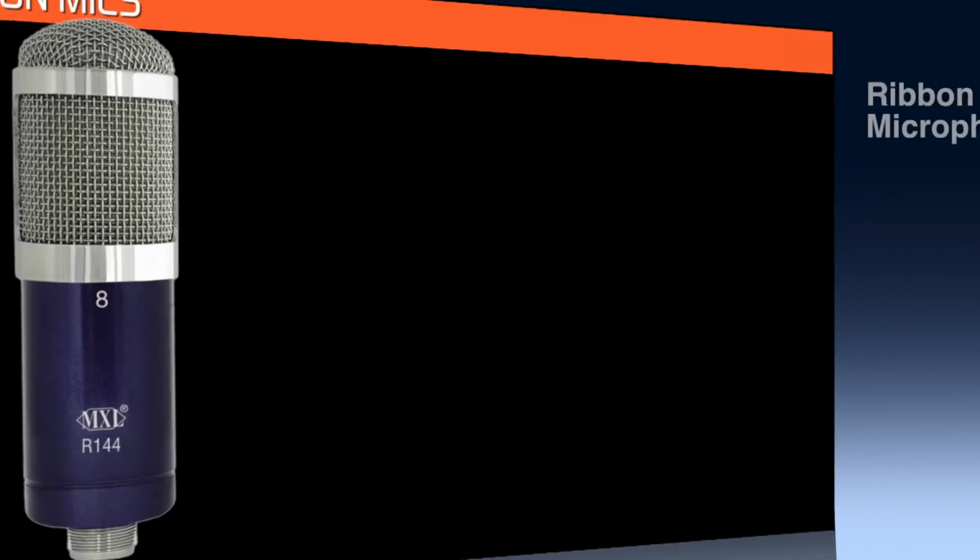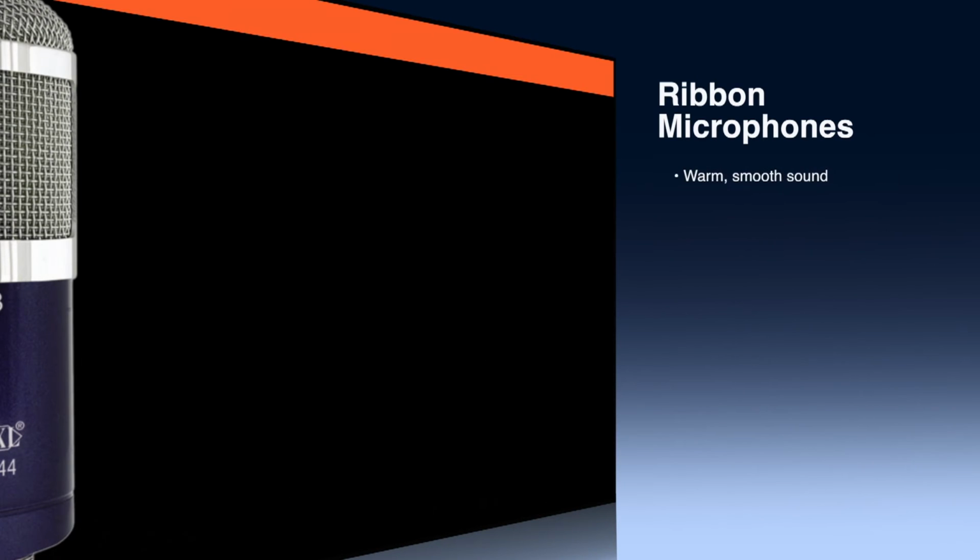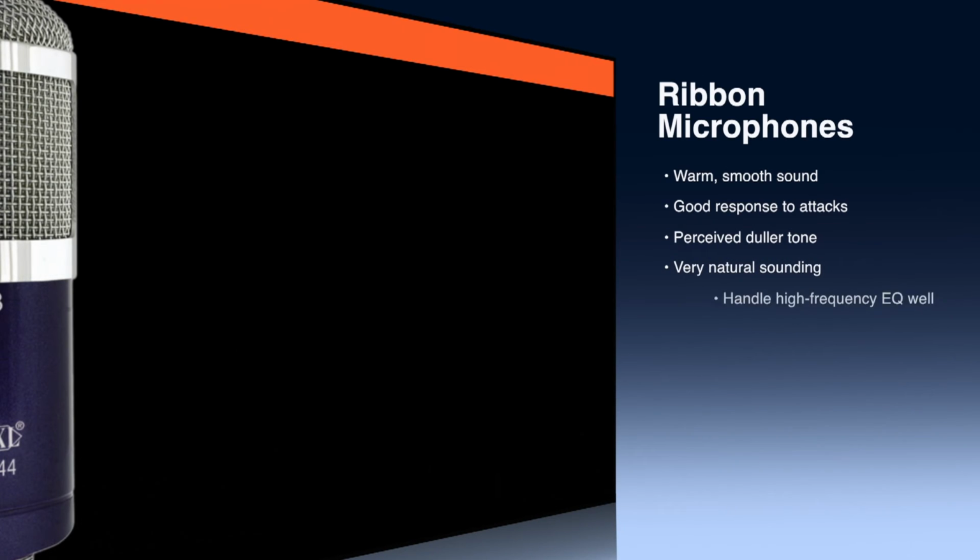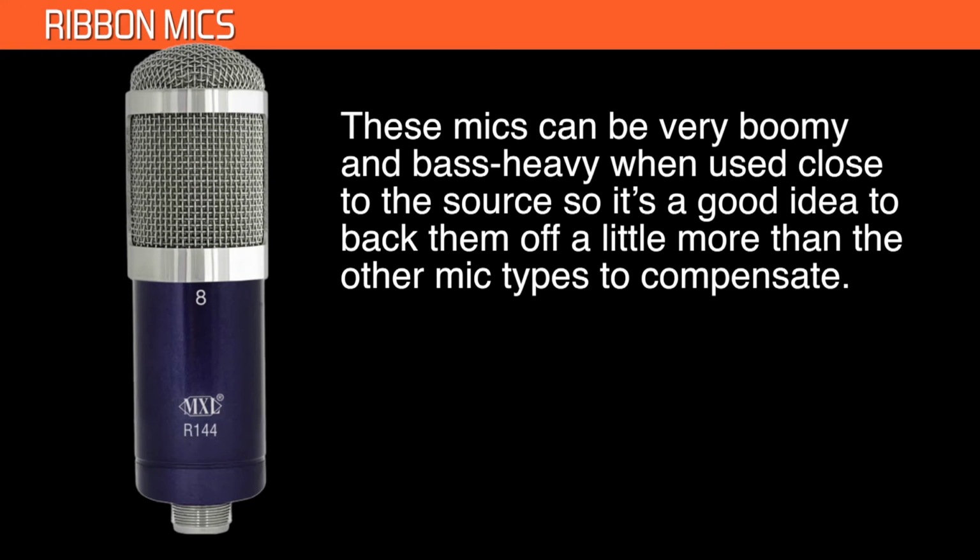Ribbon mics are known for their warm and smooth sound. They have a nice response to fast attacks, but are sometimes thought to have a duller tone than condenser or dynamic mics. However, they're very natural sounding. They tend to handle high-frequency EQ very well, and many engineers think that ribbon mics hear music more like the human ear does. These mics can be very boomy and bass-heavy when used close to the source, so it's a good idea to back them off a little more than the other mic types to compensate.